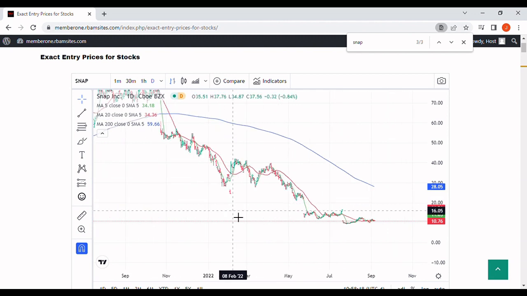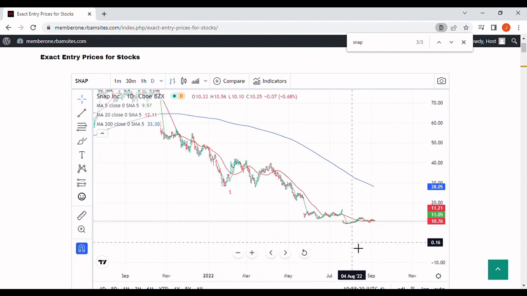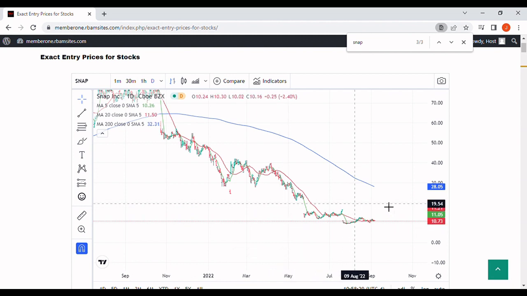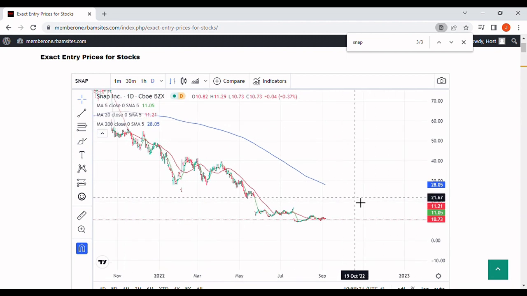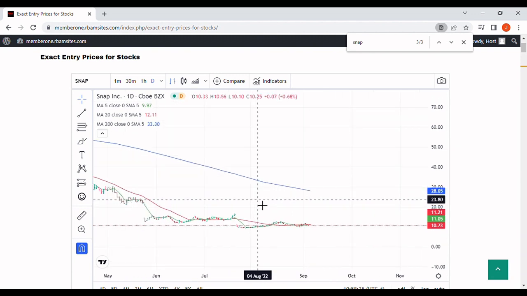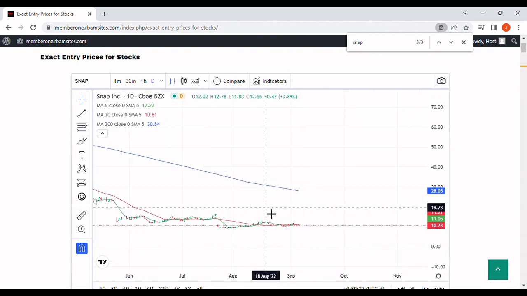So also you'll notice that volatility has dried up. Daily range right now is less than $1. Up in here, daily range was as much as almost $2.50 to $3 per day. So the daily range has collapsed on this stock, meaning daily volatility has collapsed on this stock.